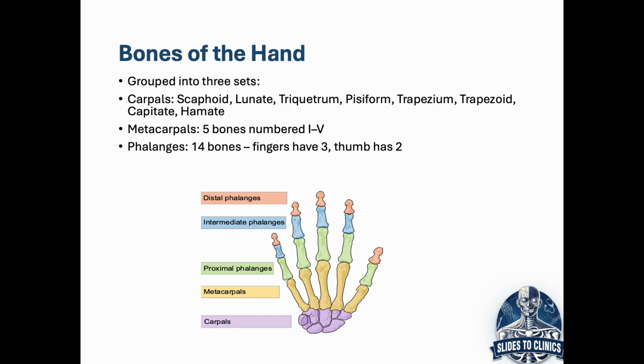Now, to sum this up, the bones of the hand can be categorized into 3 groups: the 8 carpal bones, the 5 metacarpals, and the 14 phalanges. And the summation of this gives us the 27 bones in the hand. That's a lucky number.